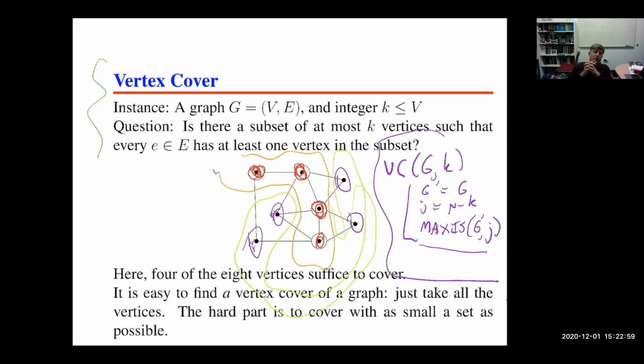If I had a fast maximum independent set solver, I would be able to solve vertex cover quickly. My translation is just copying the graph and doing a subtraction. So if I had a fast max IS, that would give me a fast vertex cover. But if there is no fast vertex cover, then there's no possible fast max IS. Any questions?